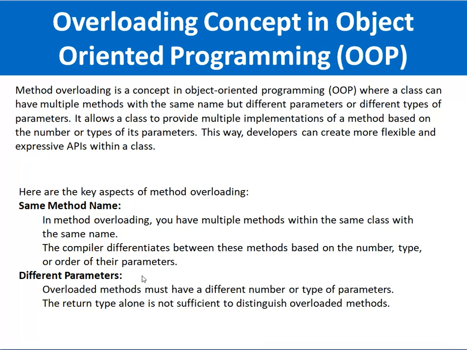Now let's deep dive into more detail about overloading. First thing is the same method name. Friend, when we talk about overloading, it always has the same name. You have multiple methods within the same class, but the name will remain the same. When you compile the code, the compiler differentiates between these methods based on the number, type, or order of their parameters.